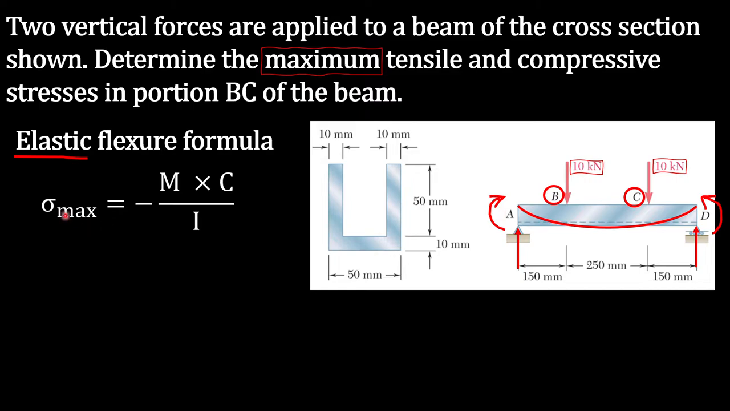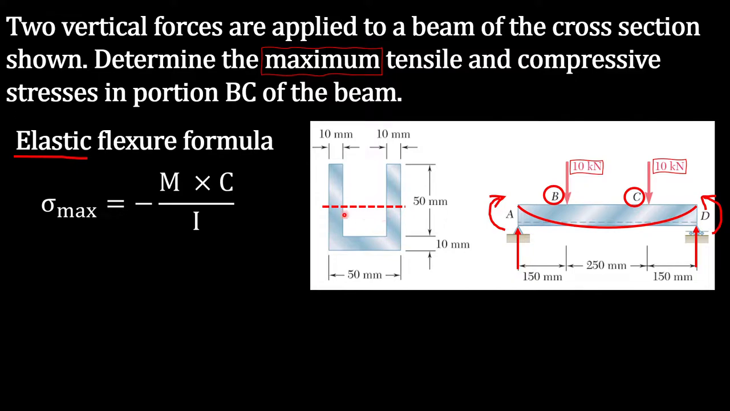So we will use this equation to find the stress, the normal stress, or the internal normal stress caused by the pure bending. In this problem, we are asked to find the maximum tensile and compressive stresses. So to do that, we need to find the moment, and we need to find the centroid of the cross section, and C here represents the distance from the center of the cross section to the furthest point, or at the top of the beam.